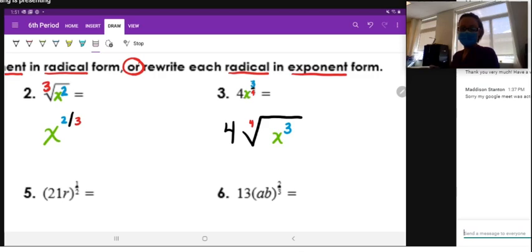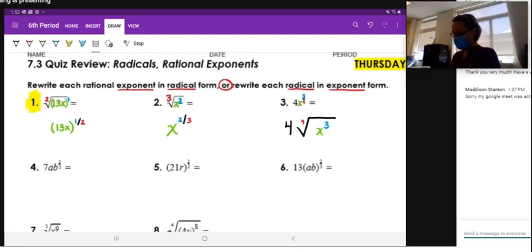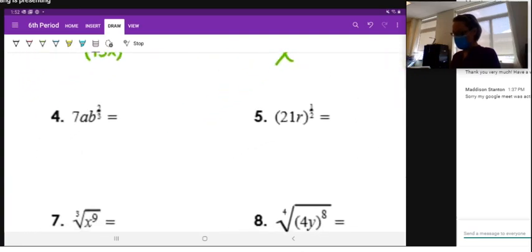I saw a ton of students who tried to put this 4 underneath the radical symbol with the x, but it's not part of the base, so it doesn't belong in there. It stays on the outside. So that will hopefully help with number 4 as well.